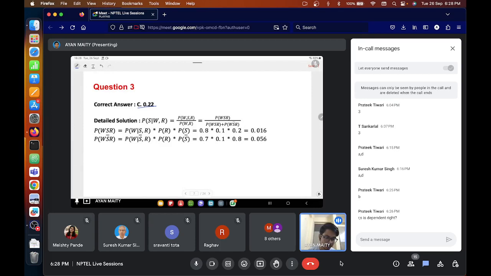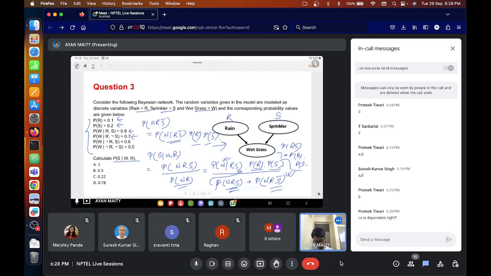Pratik is asking whether R and S are dependent. If the value of the W variable is not given, in that case R and S are independent.